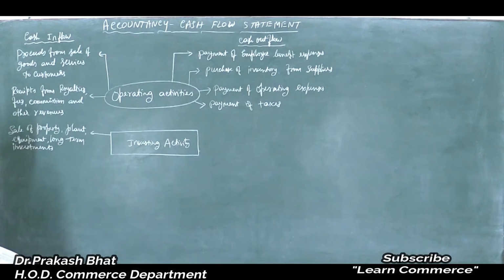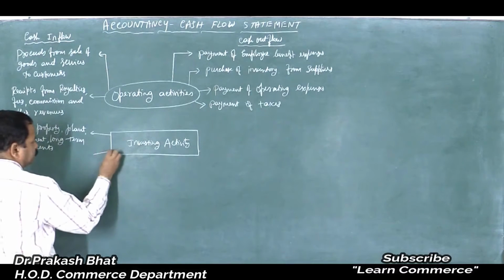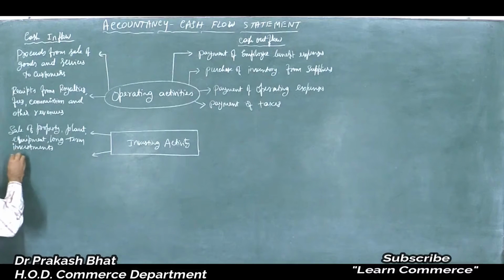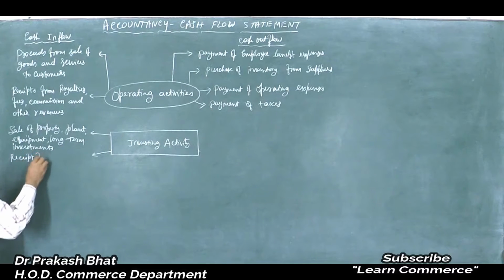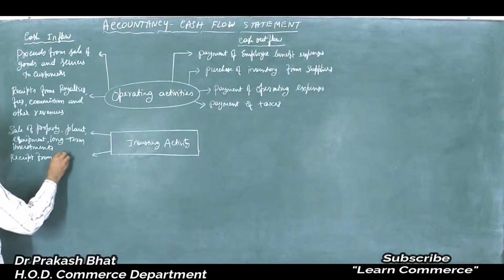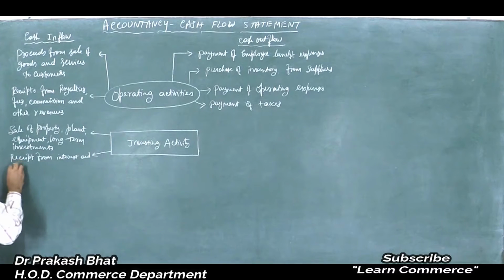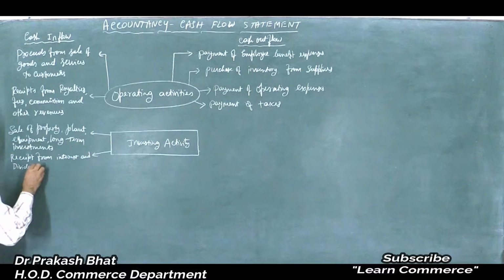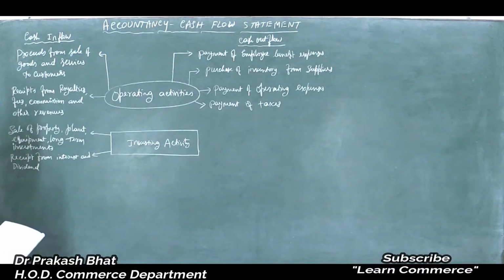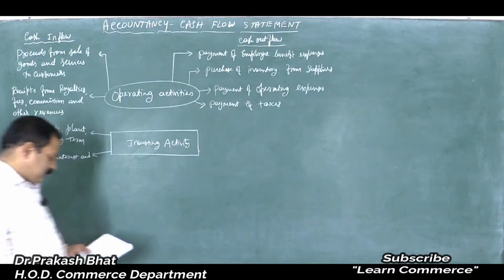Then receipts from interest and dividend. Interest and dividend. These are the only two sources of inflow. Then the outflow is only one.